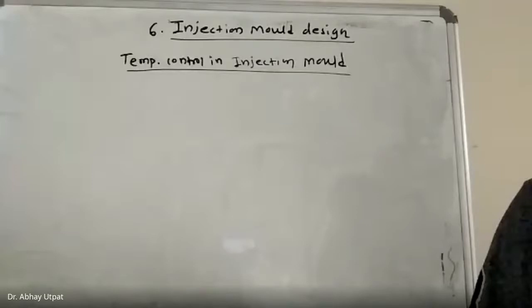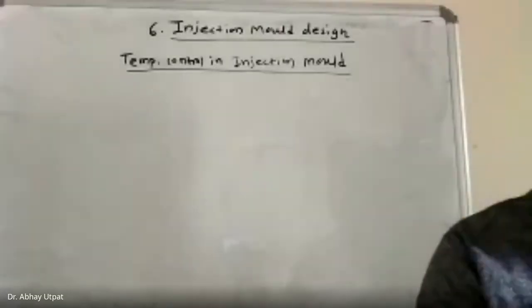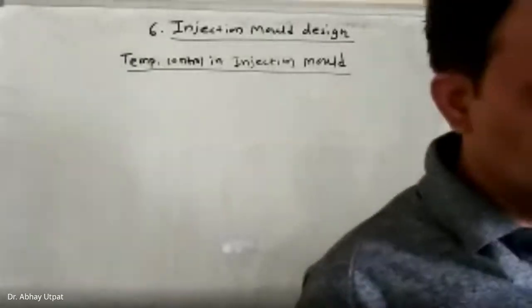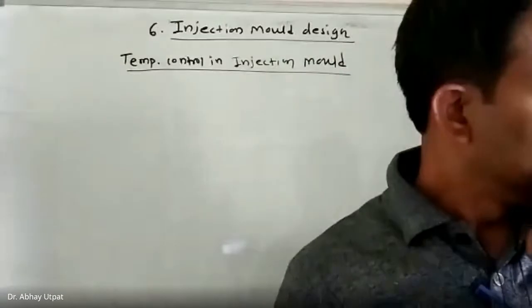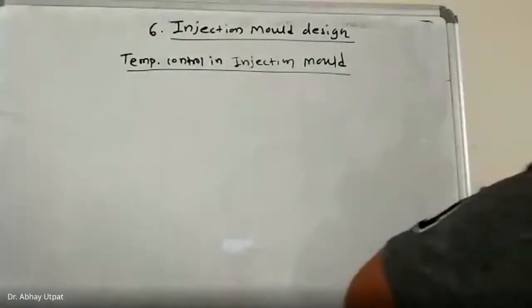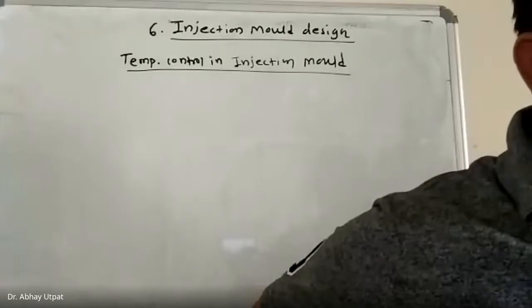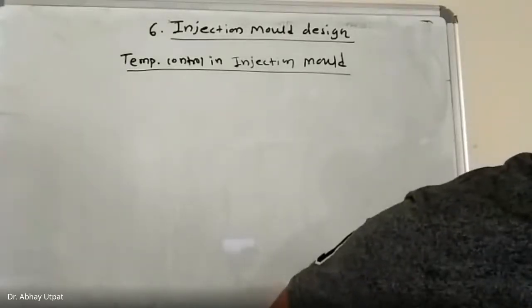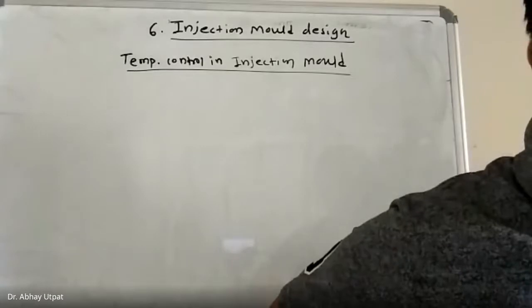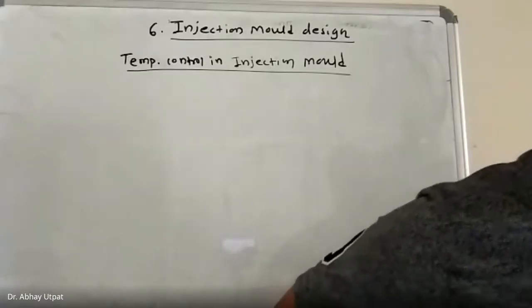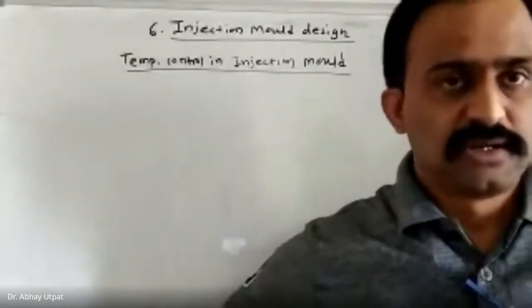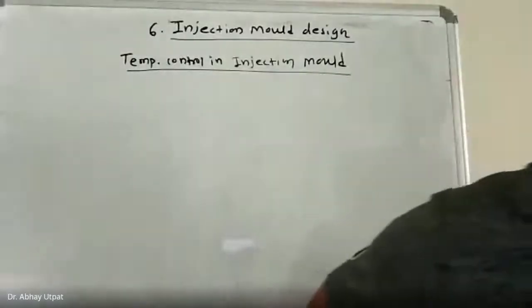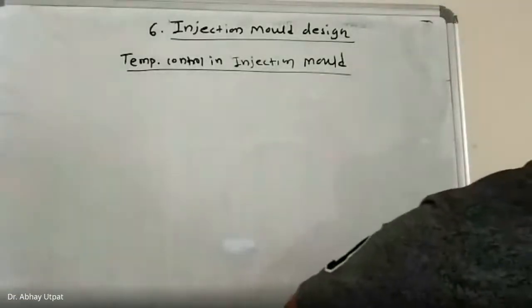The cooling condition in the mold affects the cycle time, part dimension, surface finish, and shrinkage.